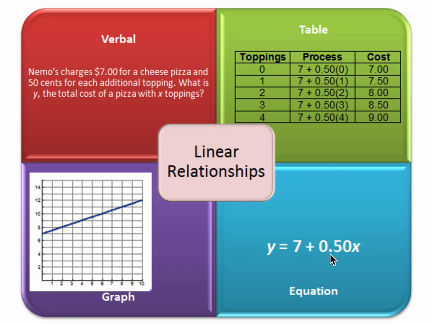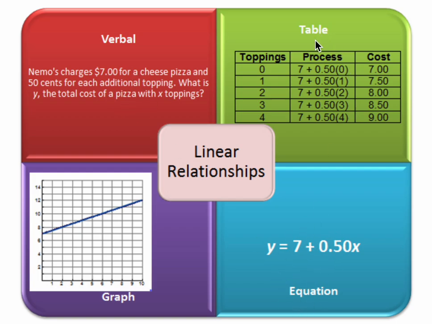Then your gradient, 0.50, is the rate of change. With every increase of the x value, there is a consistent increase in the y value. That's why it's called rate of change. No matter where you pick two points, the gradient is always going to be the same, which is 0.50 in this situation. That's why, without any confusion, you can say that because each topping is 50 cents, your gradient is 0.50. And with this information, you can straight away create your equation.